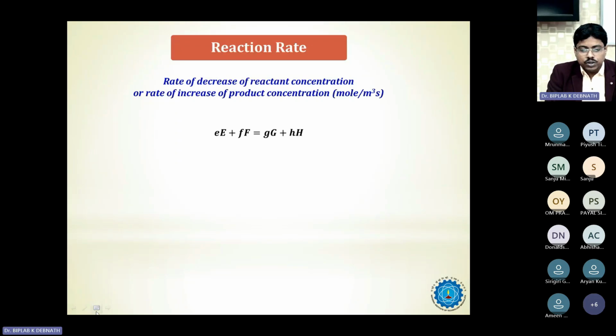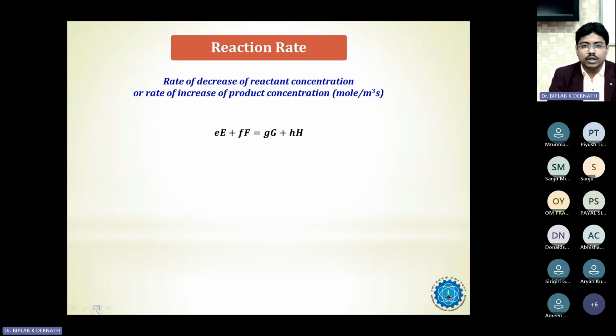So first question comes, what is reaction rate basically? Reaction rate is basically the decrease of the reactant concentration or rate of increase of product concentration. When we perform a certain chemical reaction, we very well know that we first mix certain fuel and oxidizer together and have a chemical reaction. While doing the chemical reaction, we can easily understand the quantity of reactants is going to reduce and the quantity of products are going to increase. So that is our main motive of chemical reaction.